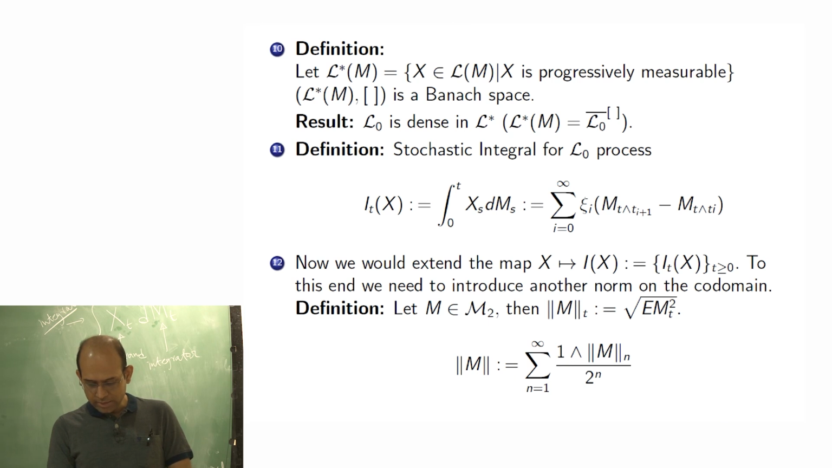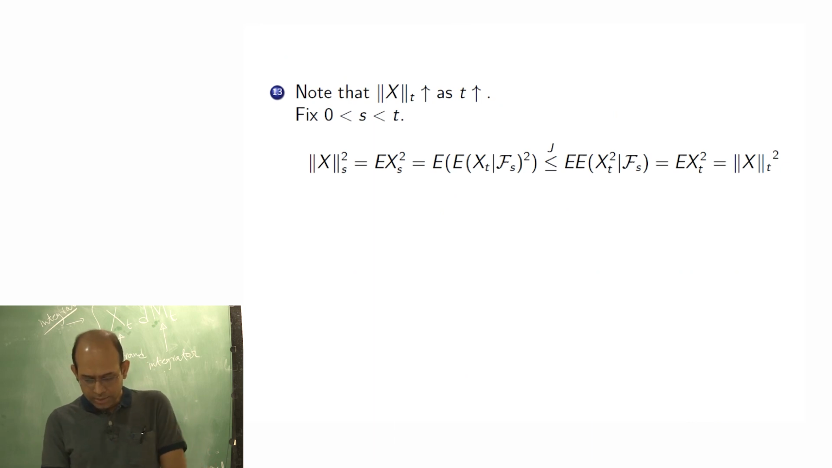So now we would extend the map x to ix. To this end, what we need is to introduce the norm. Here m is a square integrable martingale, and then we know that the expression of m_t square is finite. So this is a finite number, and we can consider this as the distance of m from 0, because these numerators are all less than or equal to 1. So this series converges.